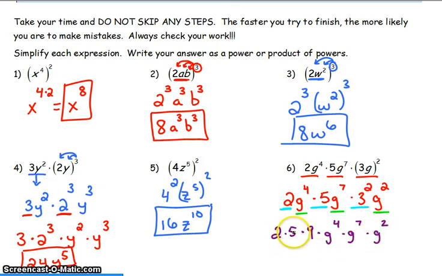2 times 5 is 10. 10 times 9 is 90. G to the 4th times g to the 7th times g to the 2nd. I'm multiplying, but they're 3 different bases. I keep my base the same, add my exponents. 4 plus 7 is 11. 11 plus 2 is 13. 90g to the 13th power.